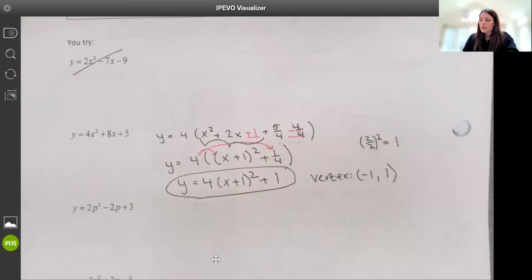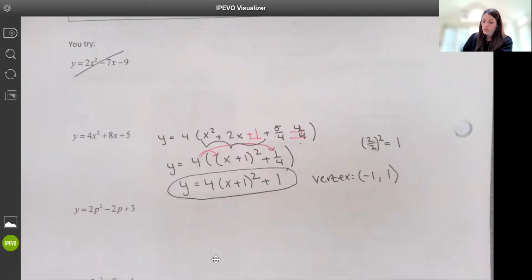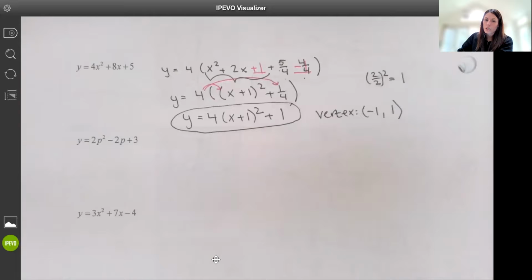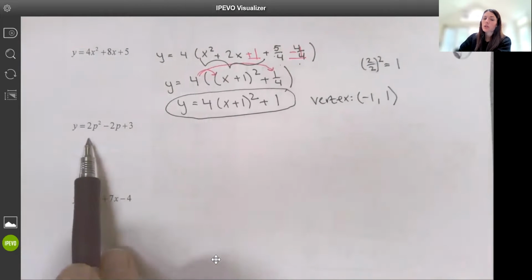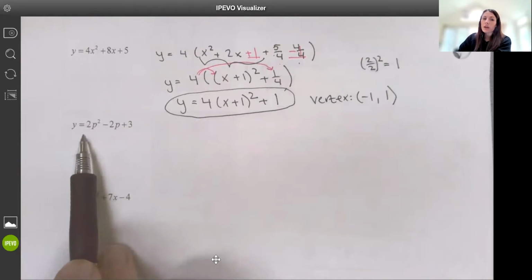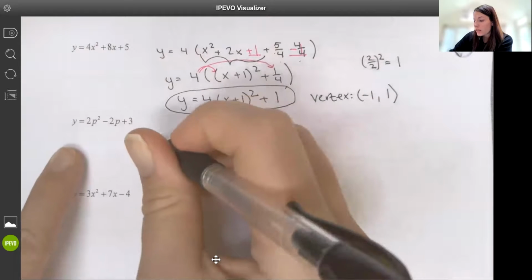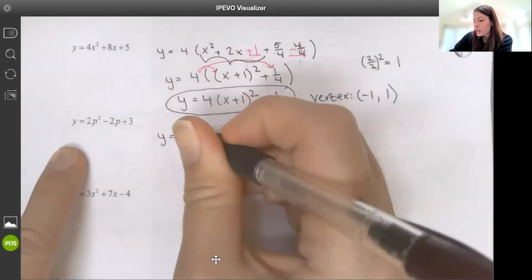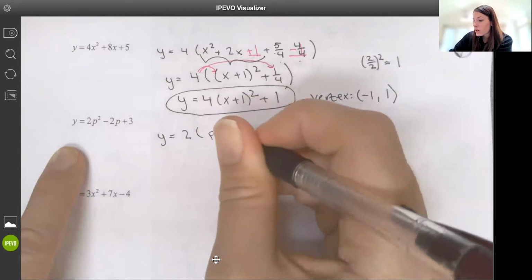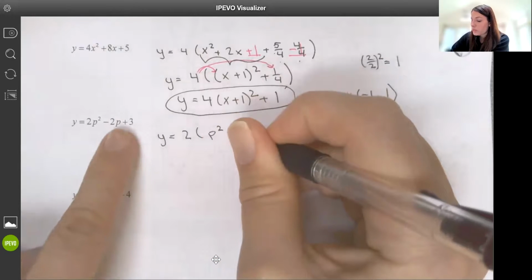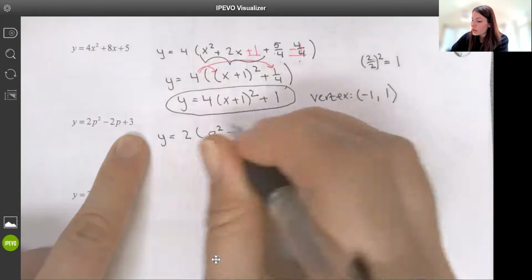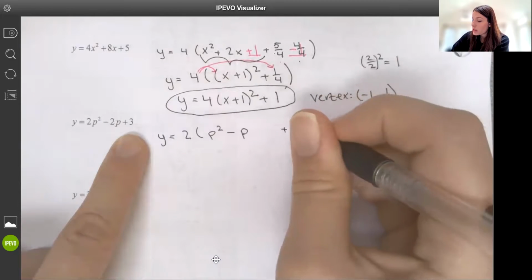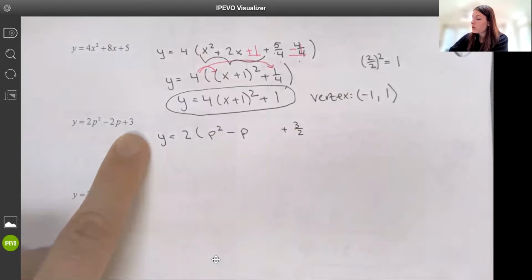Okay, let's look at one that's a little bit trickier in terms of how we end up having to complete the square. Again, I can never complete the square if I have a leading coefficient other than 1. So if I encounter a problem like this, first step is get that coefficient out of there. I take the 2 out, which leaves me with p squared minus p plus 3/2. So I've divided the 2 out.